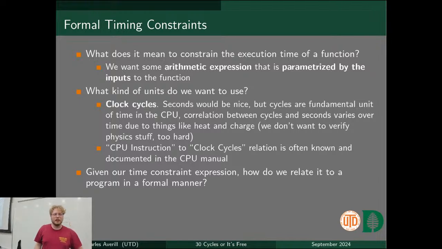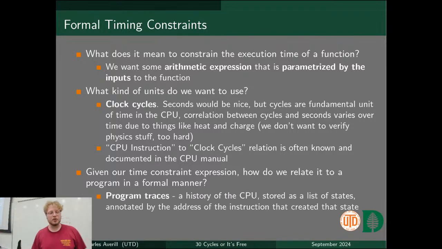And then, given our constraint expression, now we got this number. How do we actually relate it to a program? What is the bridge that lets us connect this number of clock cycles to a program, how many clock cycles a program takes, right? And the answer is program traces.